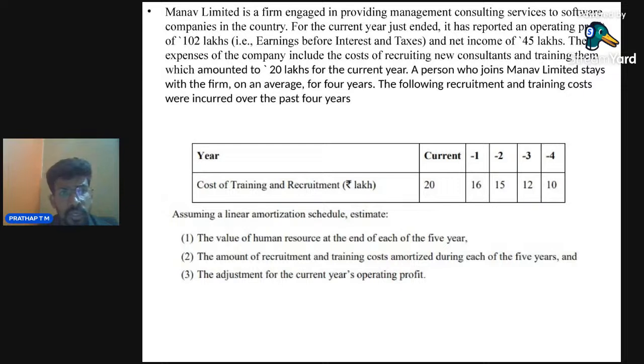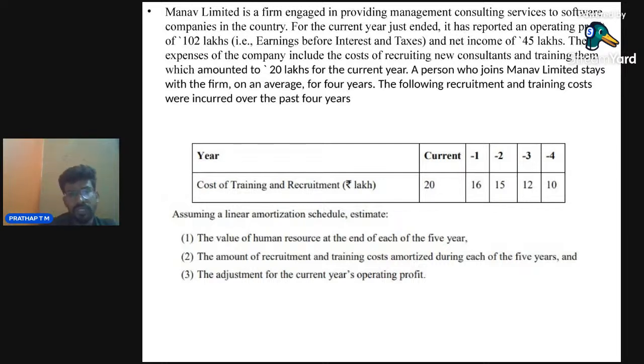The question is: Manav Limited is a firm engaged in providing management consulting services to software companies in the country. For the current year just ended, it has a reported operating profit of 1 crore 2 lakh rupees, and net income is 45 lakh.